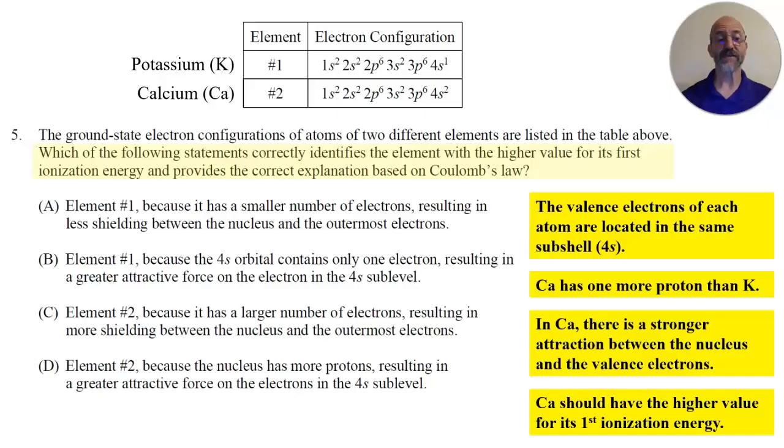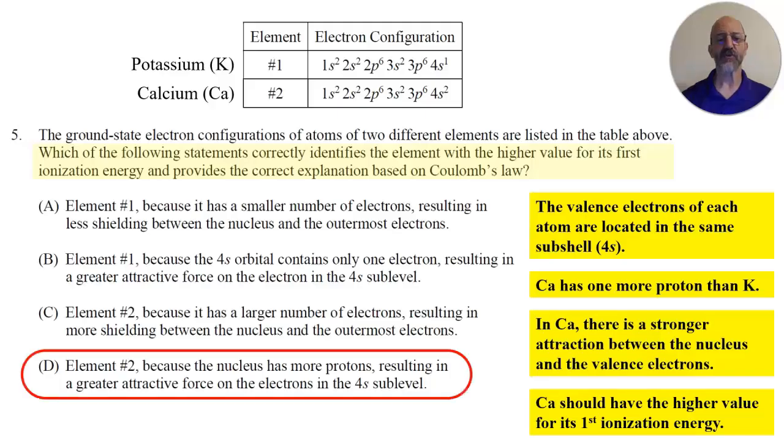So it's either choice C or D, based on choosing element number 2, but it's not about more shielding between the nucleus and the outermost electrons. It's about a greater attractive force because the nucleus has more protons. So the correct answer to question 5 is choice D. Element 2, because the nucleus has more protons, would have a higher value for its first ionization energy because there's a greater attractive force on the electrons in the 4s sublevel.